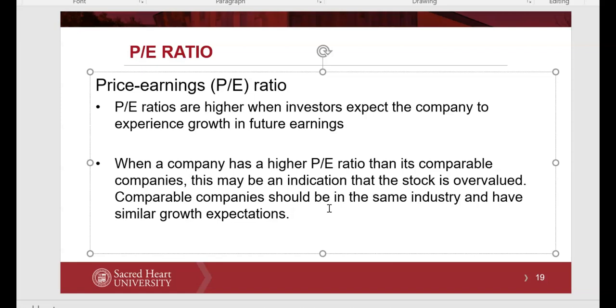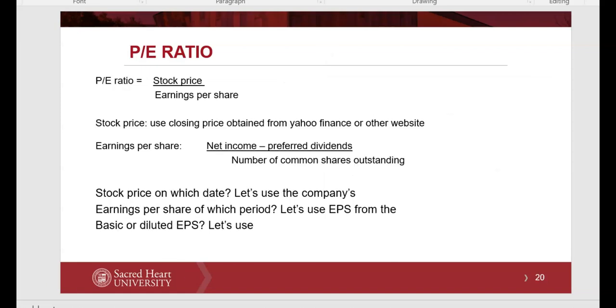Just like when buying a house, looking at the price per square foot is not a perfect measure when houses on the inside look different per square foot. So we use this, but we know that it's just a general rough measure of value. So the PE ratio we have here again, stock price divided by earnings per share. Let's revisit earnings per share: net income minus preferred dividends, divided by the number of common shares outstanding.